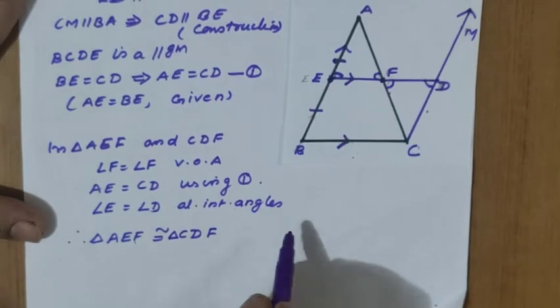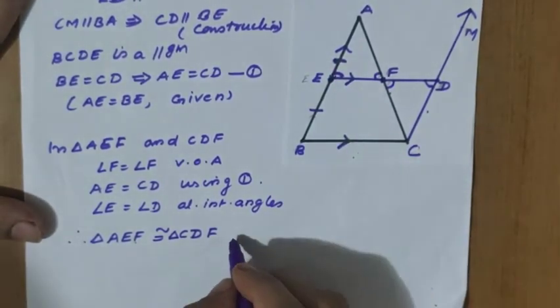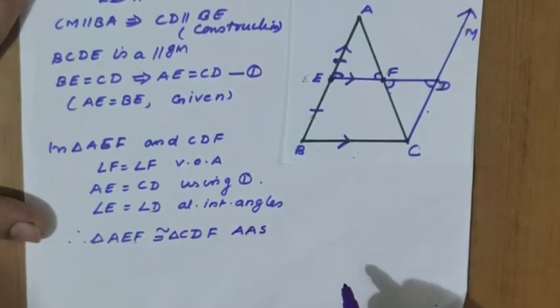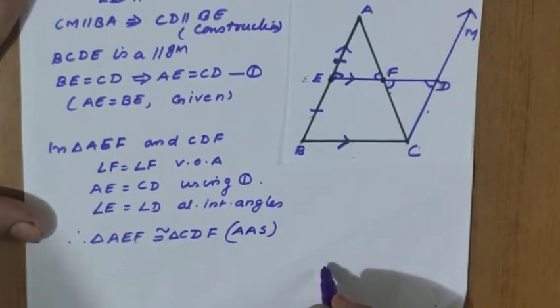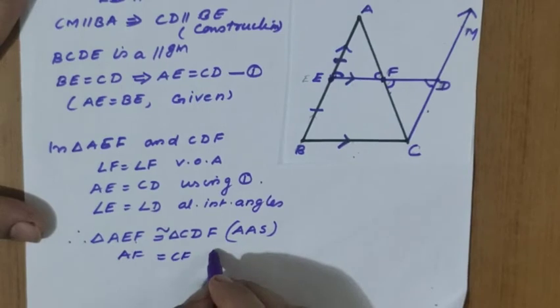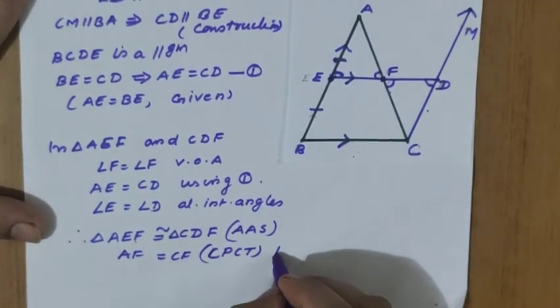So the criteria is what? Two angles and one side, but the side is not included. So AAS, right? We got the AAS criteria. These two triangles are congruent. So what can you say about AF? AF equals CF by CPCT. So hence proved.